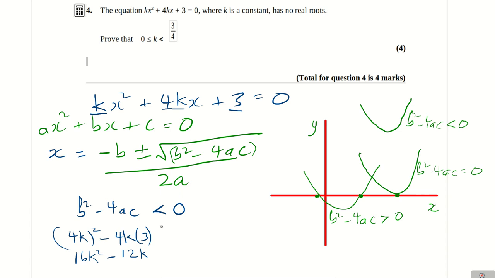Okay, so we've got an equation here. If we take out the k, we get k into 16k minus 12. Okay, and we can also take out 4, so we go 4k into 4k minus 3. And we want that to be less than 0.